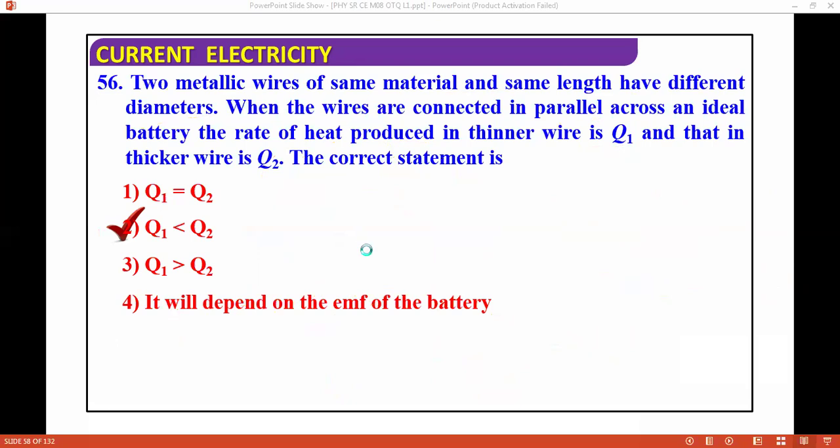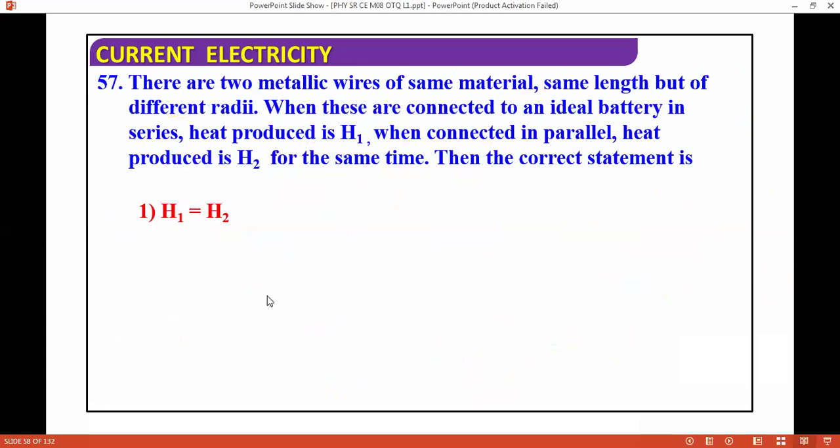The next question I have in front of you: there are two metallic wires of the same material. Focus on the question, two metallic wires. Same material means rho is the same, same length, but different radius. So again, I'm using R1 and R2. They are connected to an ideal battery in series. No issue in it.